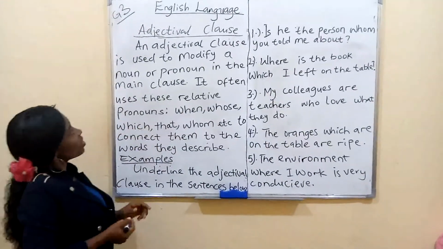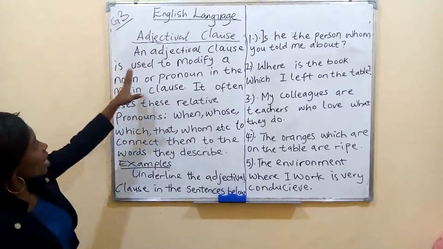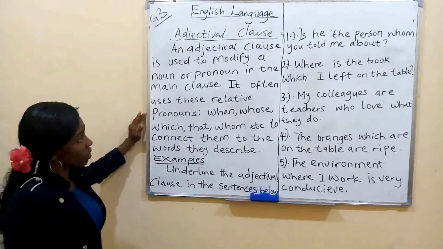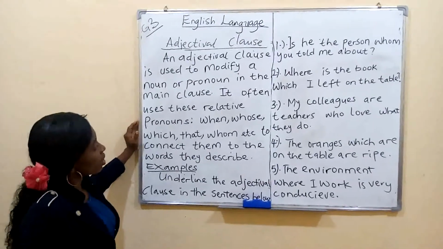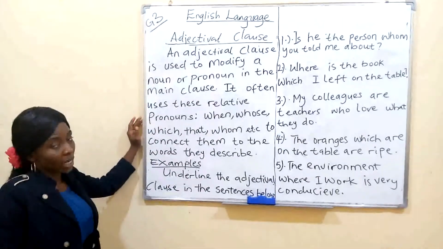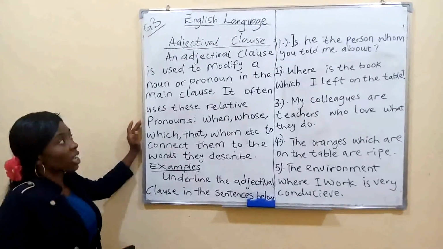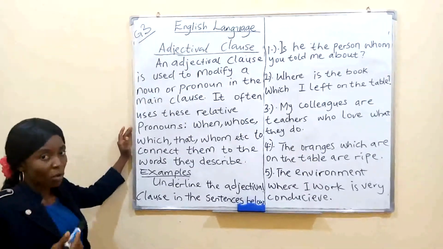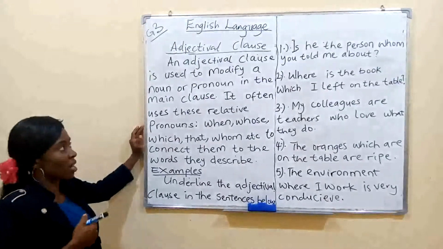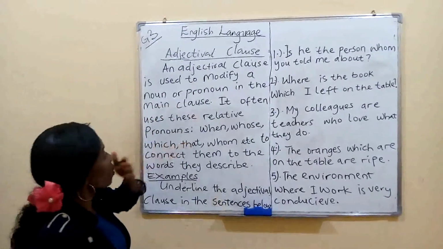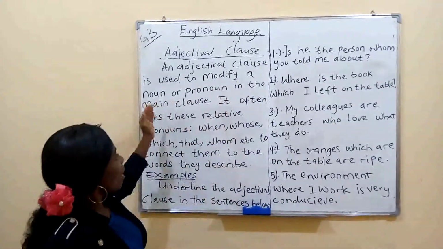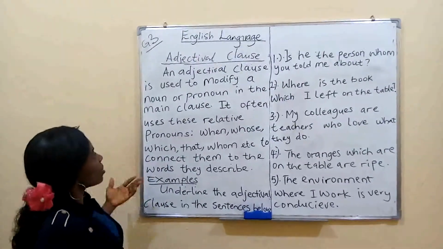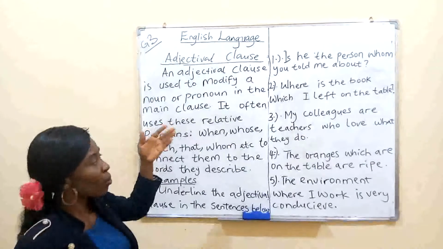Alright, now this is our lesson. An adjectival clause is used to modify a noun or pronoun in the main clause. Now I explained that this adjectival clause still works like an adjective. It describes or gives more information about the noun or pronoun. So an adjectival clause is used to modify a noun or a pronoun, or is used to give more information about a noun or a pronoun.